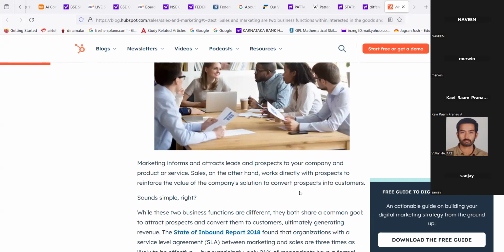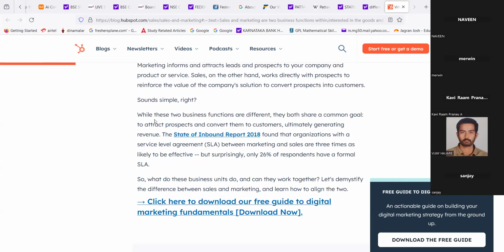Sales, on the other hand, works directly with prospects to reinforce the value of the company's solution to convert prospects into customers. That is, sales means it stops when you are selling a product. You are selling a refrigerator, and with that the sales is over. But in marketing, you go about getting some leads, some suggestions for canvassing, and then try to bring it to the knowledge of people so that they come to you to buy. But it is not simple.